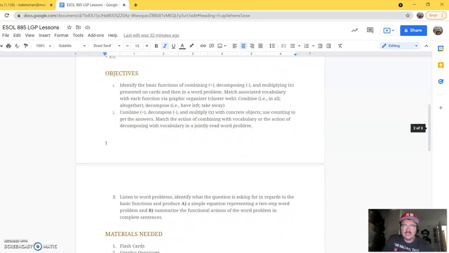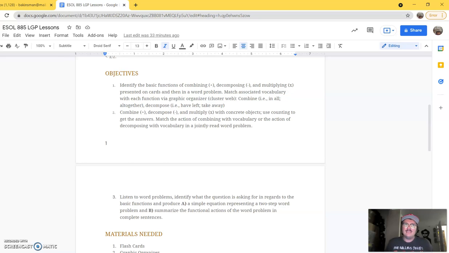But I want to look at the objectives. Our learning objectives identify the basic functions. We're matching associated vocabulary with each function via a cluster web graphic organizer. So we're going to put like "in all together" with the plus sign, and with the minus sign "have left," "take away," etc. And also I'd like to incorporate concrete objects into that counting as well.